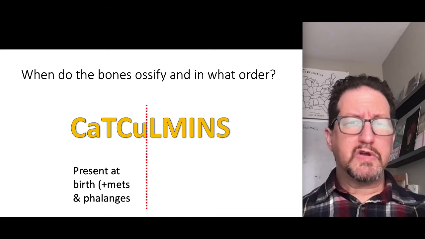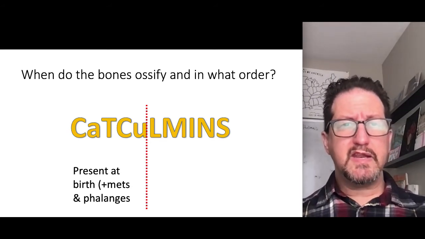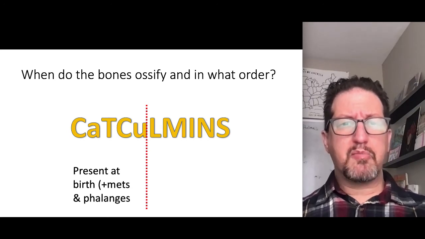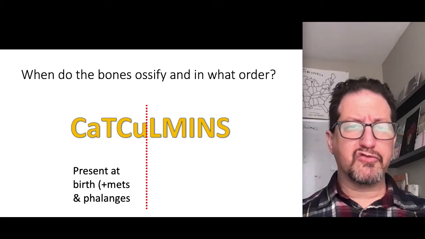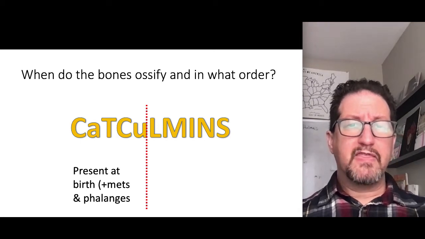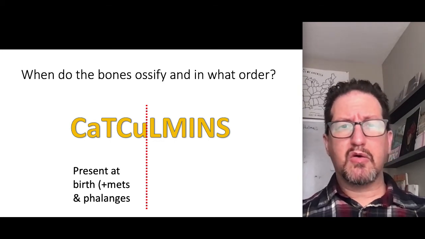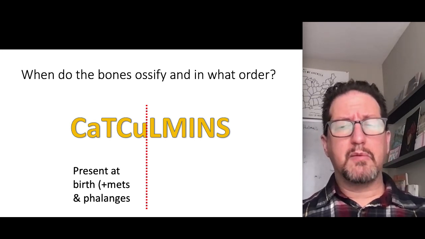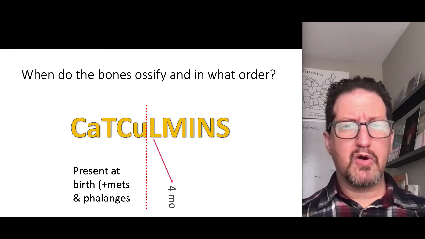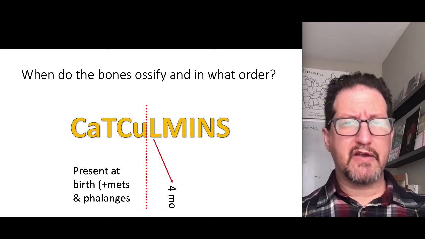So if I want to know which ones are present at birth, it's those first three: calcaneus, talus, cuboid, are present at birth, and of course that also includes the metatarsals and the phalanges. Then, if I want to figure out how old a foot is, or look at an x-ray and see how old the child is, it's helpful to learn what comes next and at what time. So the lateral cuneiform generally begins to ossify at 4 months.